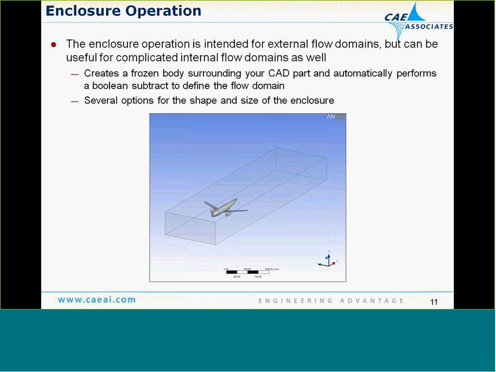Now, inside Modeler, we have an operation called the enclosure operation that's ideally suited for doing just this. If we were to do this in a CAD program or without the enclosure operation, what we need to do is create a sketch of the shape of our flow domain, extrude that so that we have the three-dimensional volume, and do a Boolean subtract so that we subtract out the CAD part or our solid body from the flow domain. The nice thing about the enclosure operation, it does all of those things for you. So all three operations in one.